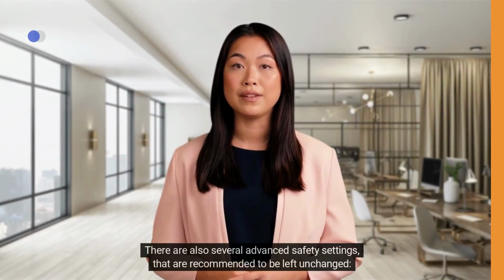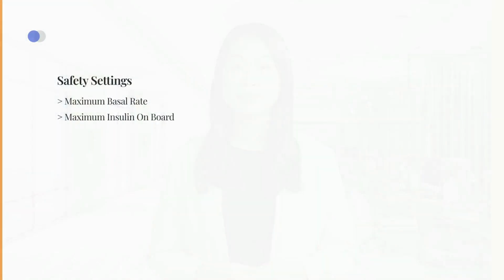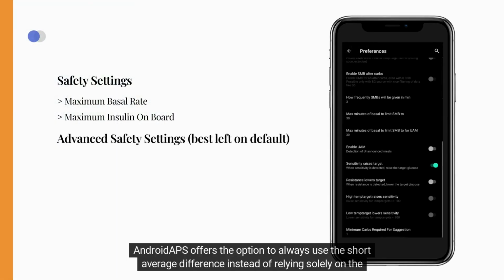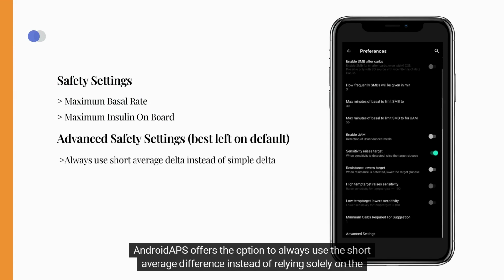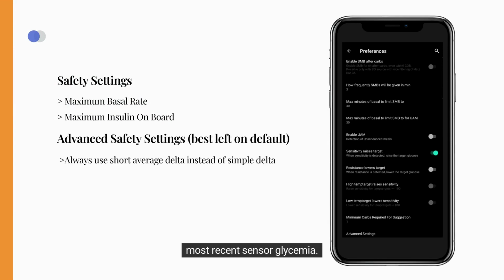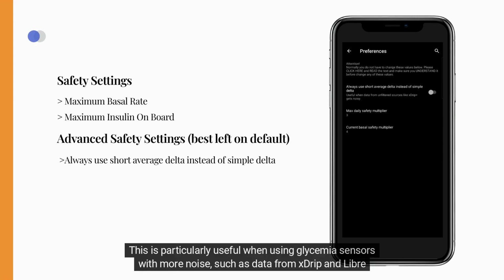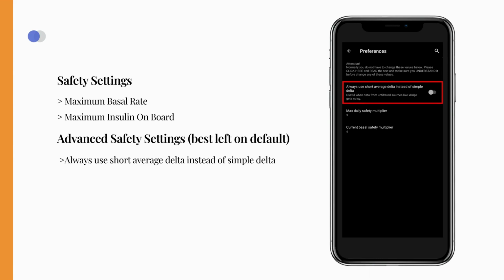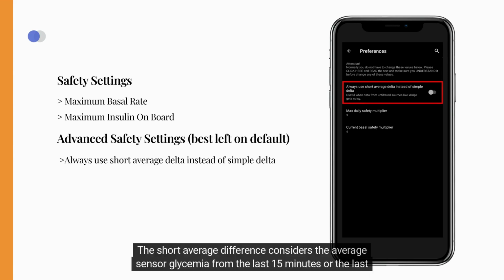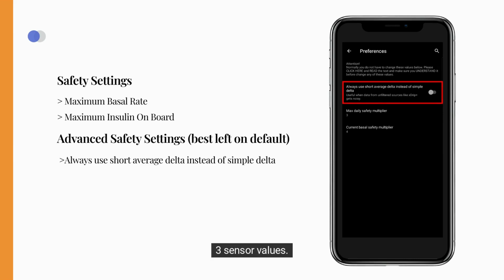There are also several advanced safety settings that are recommended to be left unchanged. AndroidAPS offers the option to always use the short average difference instead of relying solely on the most recent sensor glycemia. This is particularly useful when using glycemia sensors with more noise, such as data from Xtrip and Libre sensors. The short average difference considers the average sensor glycemia from the last 15 minutes or the last 3 sensor values.